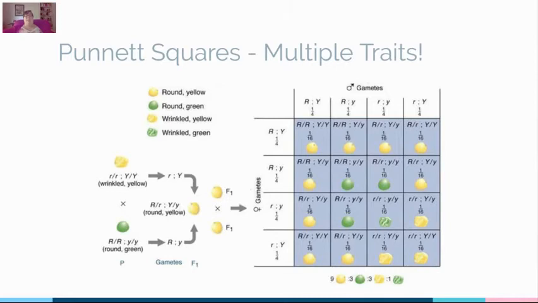And you can make them more complex than this. We could have added flower color back in here and made a trihybrid cross, where we looked at 3 traits or beyond. Doesn't that sound like fun?